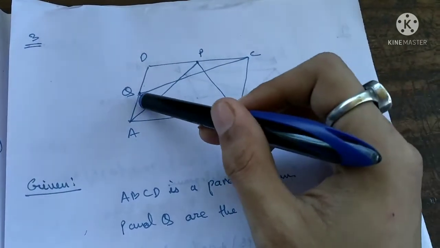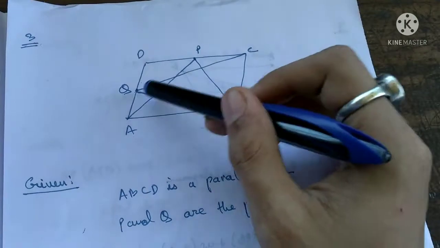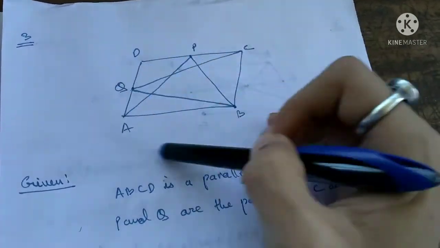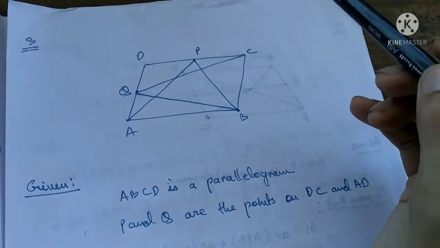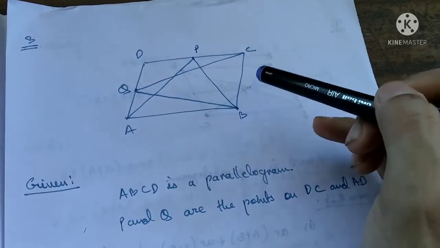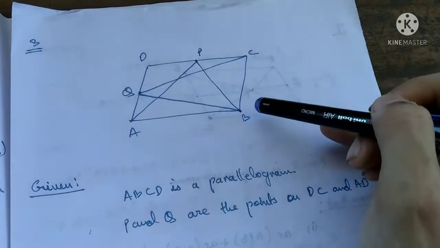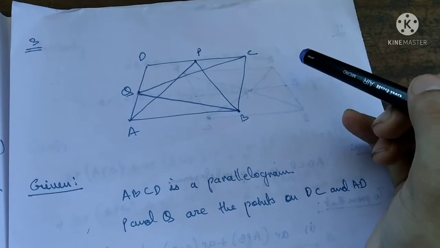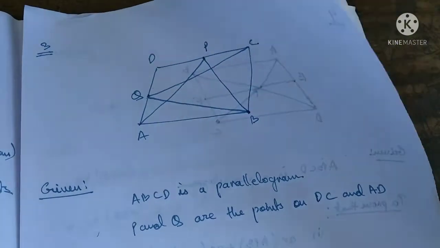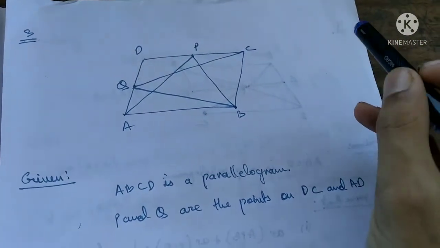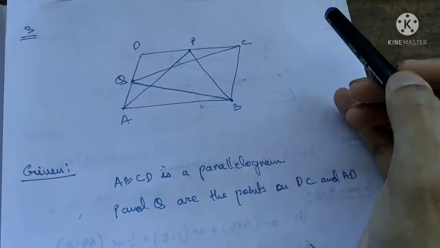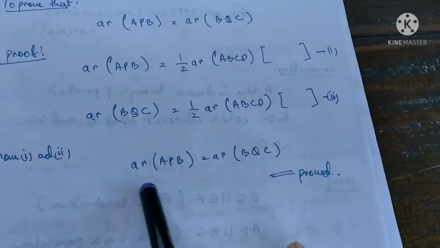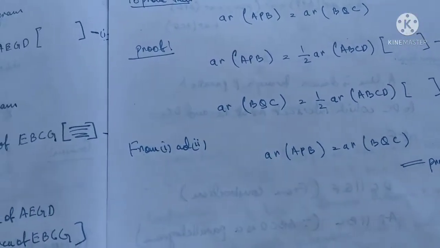Next I will take this triangle BQC. Again I will write area of triangle BQC is equal to half area of this parallelogram, because I know that if a triangle and a parallelogram are on the same base and between the same parallels, then the area of the triangle is half the area of the parallelogram. Understand? And that will be our equation number 2. The notes are already given, check them one time. And from equation 1 and 2, you see I am getting right hand side equal, so therefore I can say that left hand side equal.